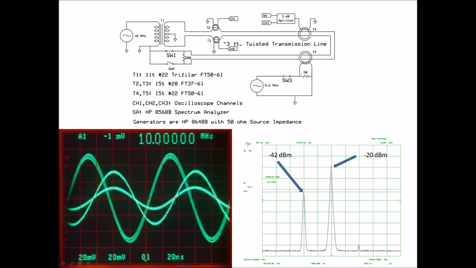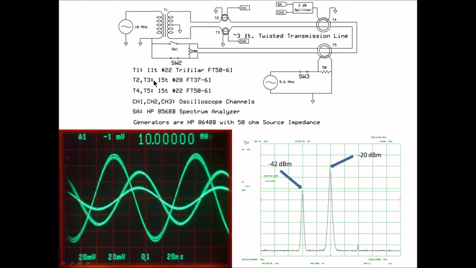If I close switch 1, now you can see that the common mode current has increased here and here, both of them. And you can also see that it mostly appears on switch 1. If I close switch 2 with switch 3 still closed, I get the same appearance on the oscilloscope, but now you can see the common mode current appearing on the other line.